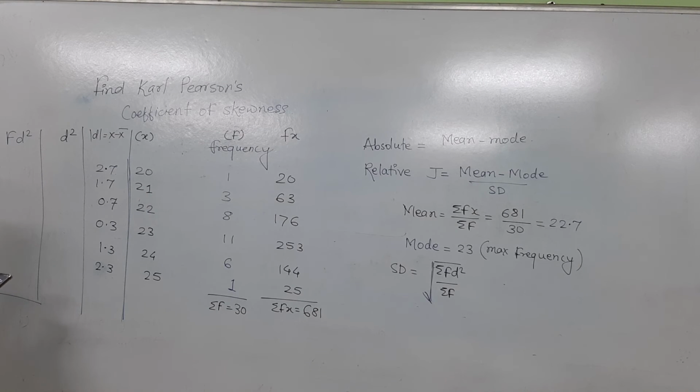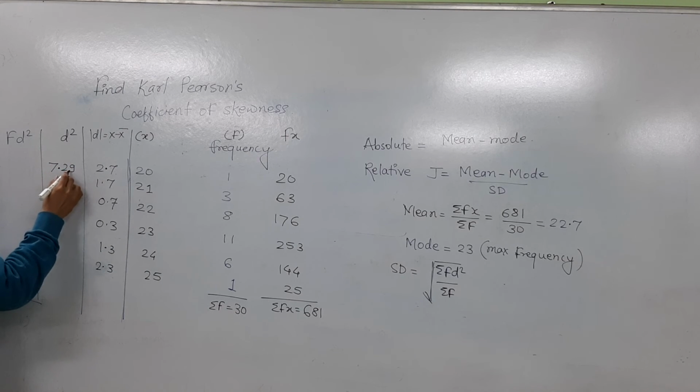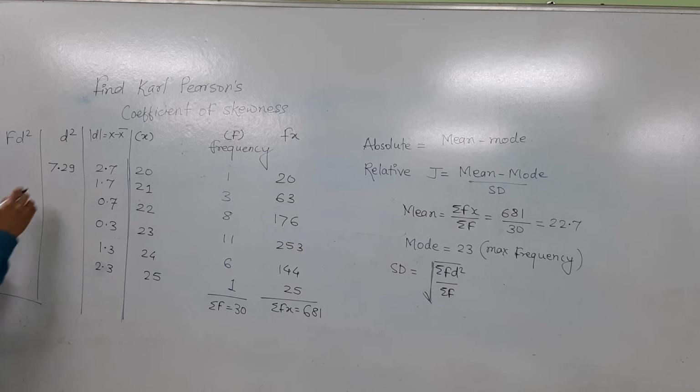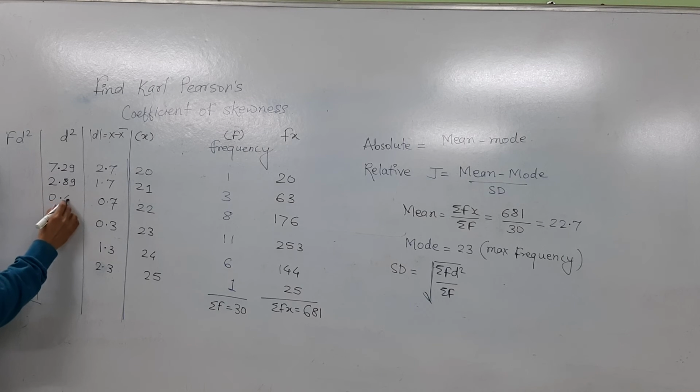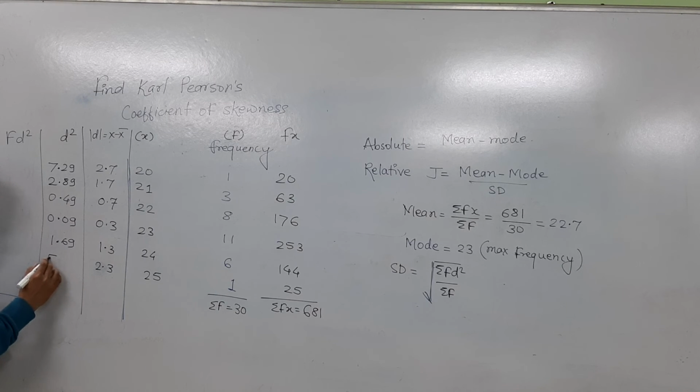2.7 into 2.7 is 7.29, 1.7 squared is 2.89, and the next 0.49, 0.09, 1.69, and 2.3 into 2.3 is 5.29. We got the values of the squares.